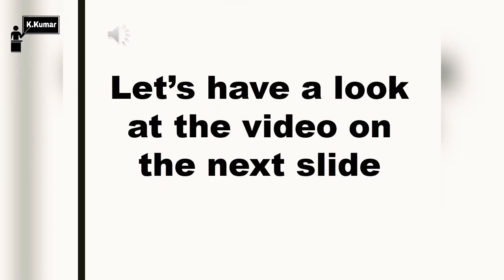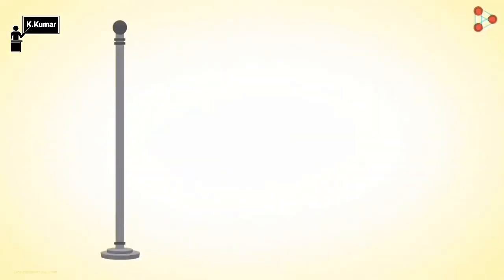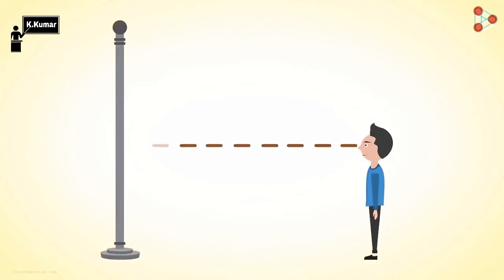I have inserted a little video here so as to assist you to further understand the angle of elevation and the angle of depression. So let's have a look at the video on the next slide. We have a flagpole here without a flag. It is mounted vertically with its base fixed to the ground. Say a person is standing some distance away from this pole and looking straight at it. The line drawn from the eye of the person to the distant point where the person is looking is called line of sight. This is the line of sight.